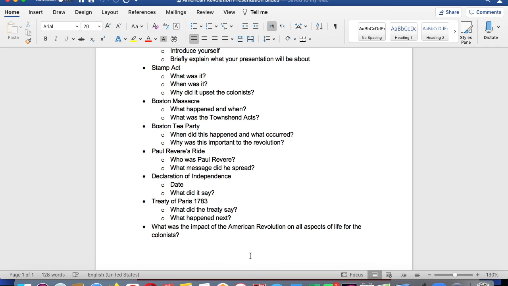What was it like for the colonists back then? What was it like for them to live in this time? What was it like to have to deal with the Stamp Act? What was it like dealing with the war? What was it like, and how did their life change because of the American Revolution?